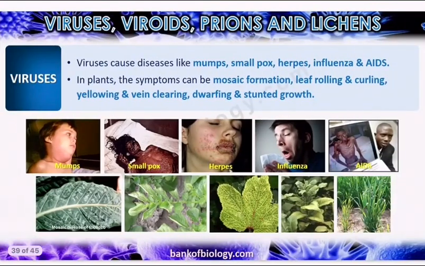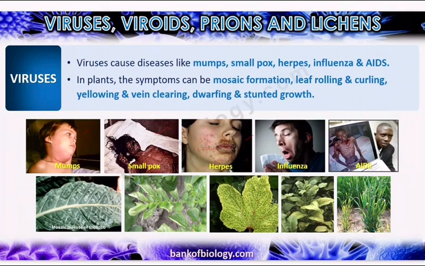So capsomeres are arranged in helical or polyhedral geometric forms. So either this way or this way. This is how they are to be digested. Viruses, why are they dangerous? Look at this, how they make us suffer. They cause diseases like mumps and smallpox, very, very dangerous. Herpes, again dangerous. Influenza, a lot of flu, sneezing, and of course the deadly AIDS.